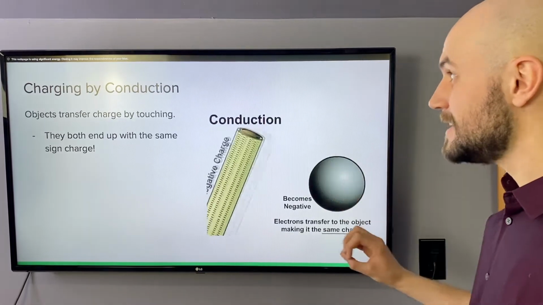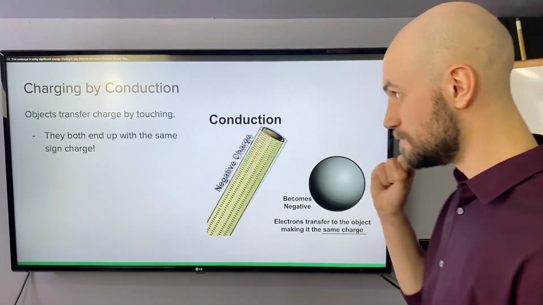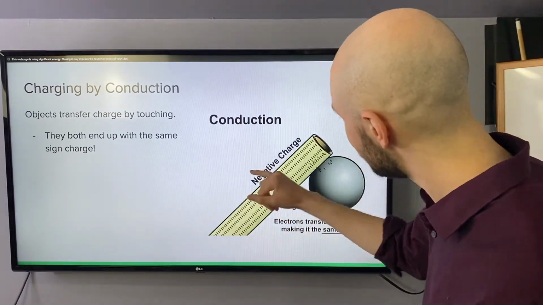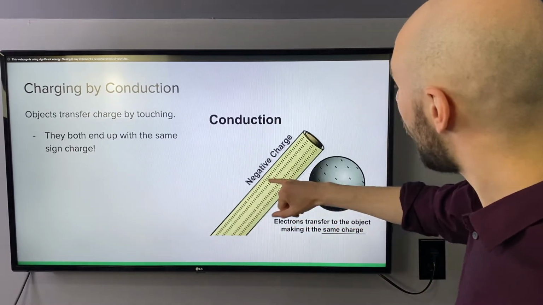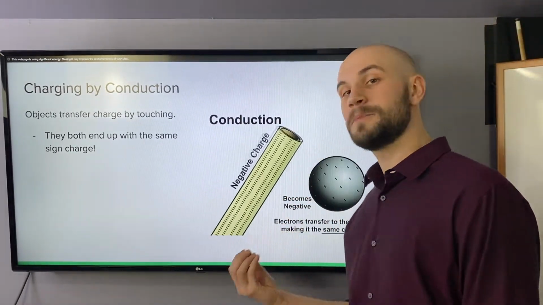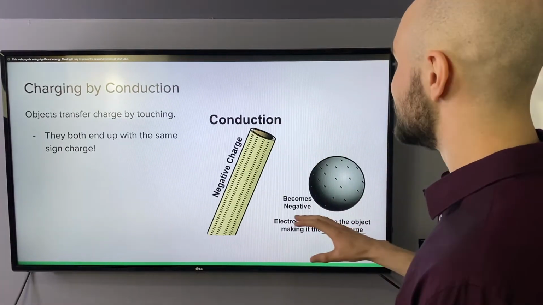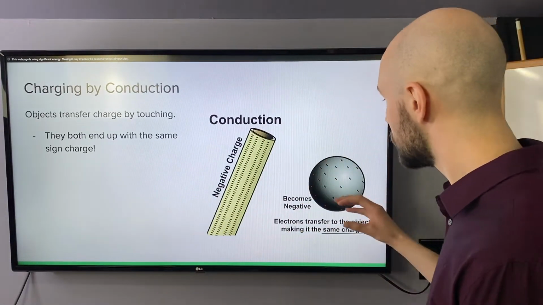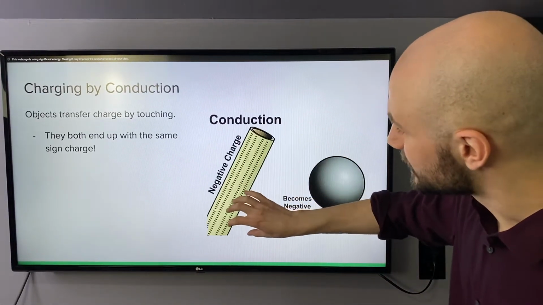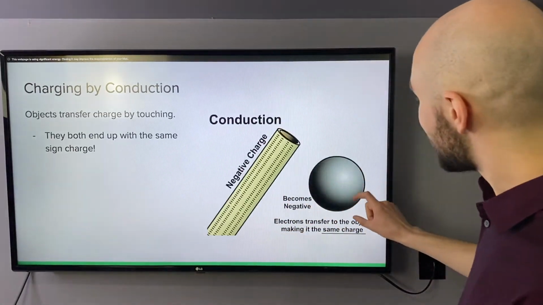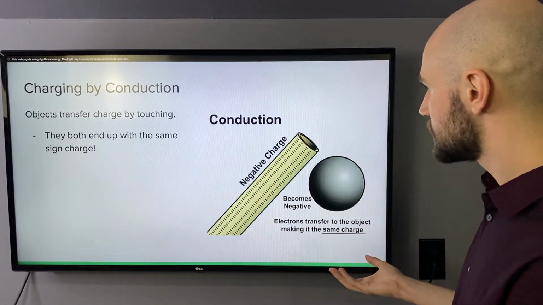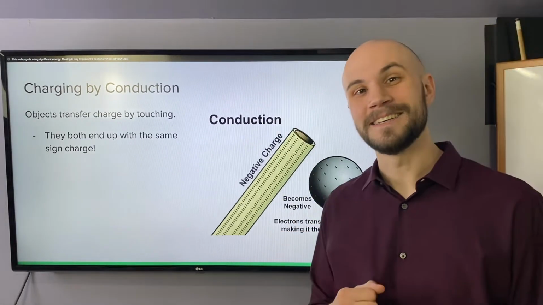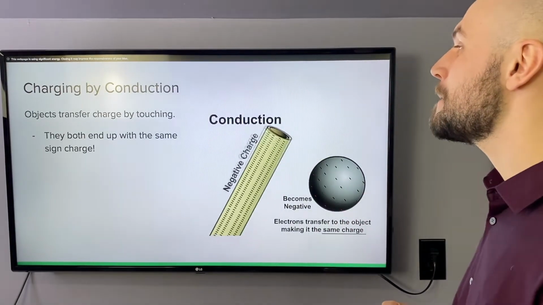And notice here, the very important thing about conduction is both objects end up with the same sign charge. This is a negative object. The electrons run over. Not all of the electrons are going to run. Something that we're going to be learning in future slides is the charges want to run until there's some kind of balance, right? Not all of them are going to go. So this object is going to remain negative, but it's going to be less negative than it was before. And this object gains negative charges. So the electrons run over and both objects end up with a negative charge. That is charging by conduction.